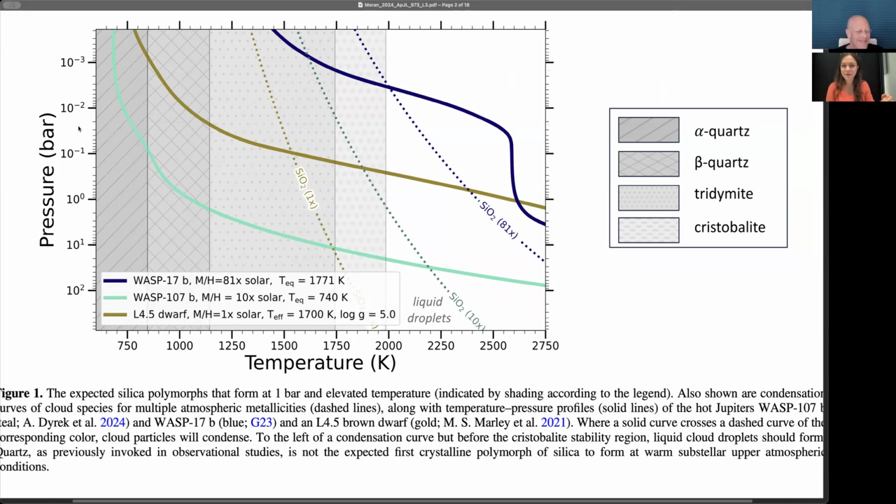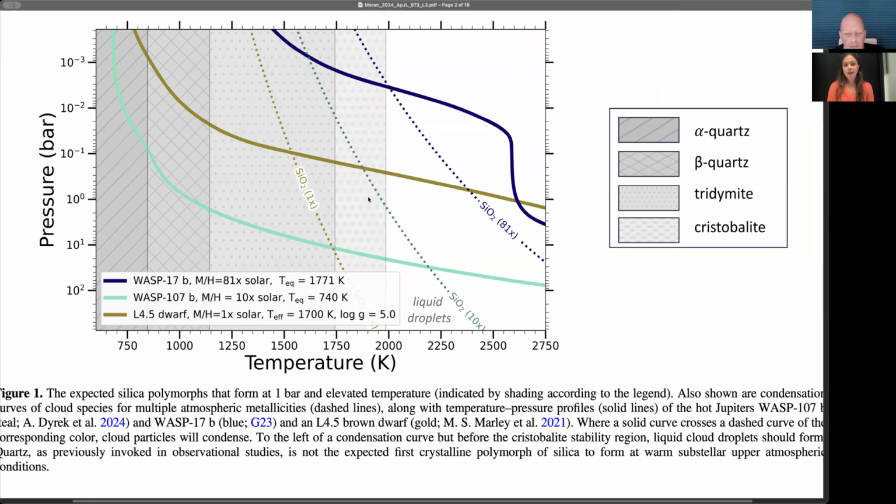So we've got 100 bars low, and then like 10 to the -4 at the upper axis. And the temperature we're looking at is like 700 Kelvin to almost 3000 Kelvin, from the interior to, call it, the upper atmosphere. And then each of these gray highlighted boxes shows you the stable crystal form at that temperature region. Moving left to right, we've got alpha quartz, beta quartz, tridymite, cristobalite.